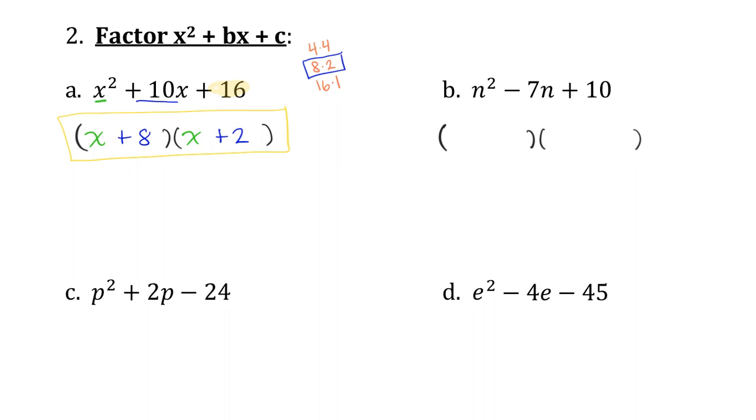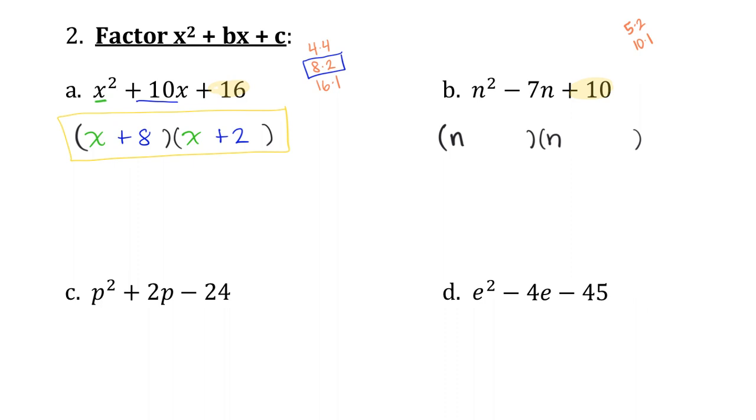Okay, there's no common factor here. This is n squared, so this must be n times n. Now to determine what numbers go there, I need to look at the last term, the C value. Think of what you times to get 10. We don't have to list them out. You can do it in your head, but since we're reviewing, 5 times 2, 10 times 1.